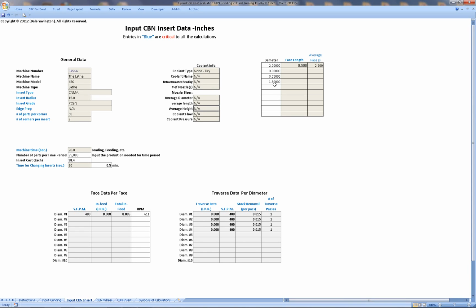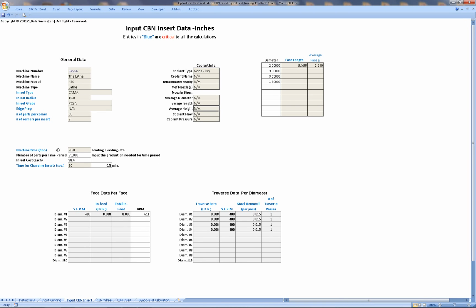The diameters, we have up to 10, as we have in all these processes, but we're only using 4. And that's been brought over from our first input: the 2, the 3, the 3.05, and the 1.5. Now we need to know what the average face diameter and length is. If we took the 3 and the 2, added them and divided by 2, we have a 2.5 inch average face diameter. And for the length, between the 2 and the 3 is 1, divided by 2, so we have a 1/2 inch face length for the insert to turn.